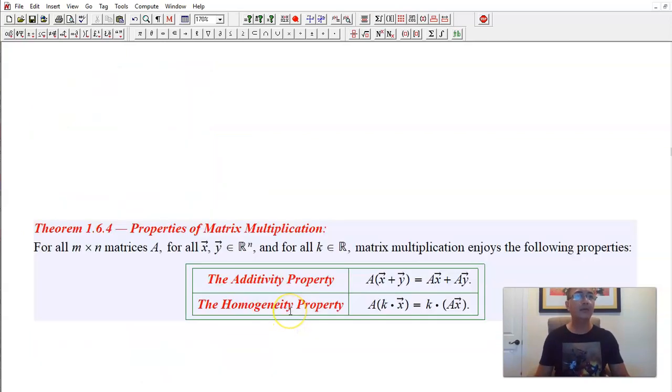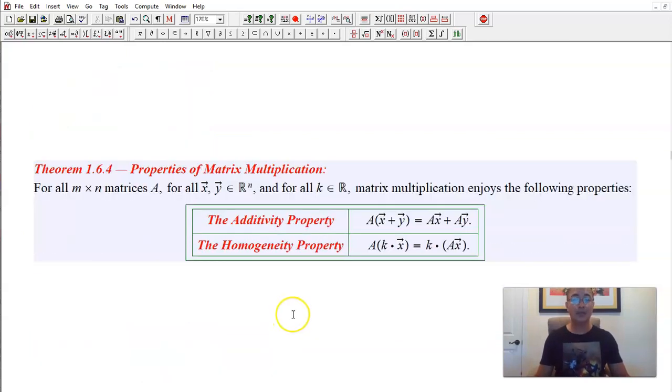Okay, now in your homework, you are going to do a couple of easy proofs. You're going to prove the 2 basic properties of matrix multiplication. So if you're given an m by n matrix A and 2 vectors x and y from Rn and a scalar k, you have the additivity property. A multiplied by the quantity x plus y is the same as A times x plus A times y. So that looks a lot like the distributive property, don't you think?